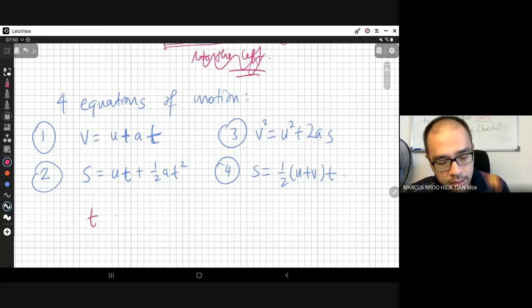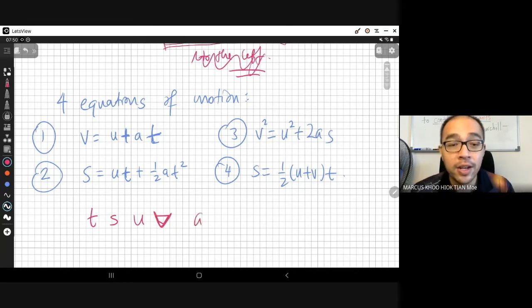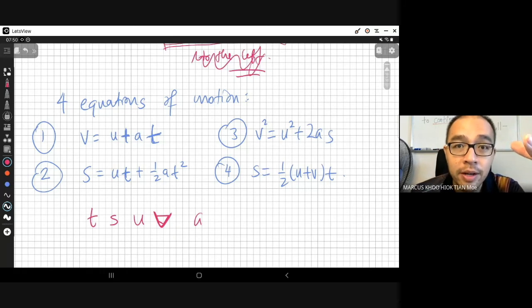Okay, there is the displacement. There is the initial velocity. There's the final velocity, and there's the acceleration. Now, each of these equations is missing one thing of the 5. That's why we need to have 4 equations of motion, because we don't need 5 things to count the motion.